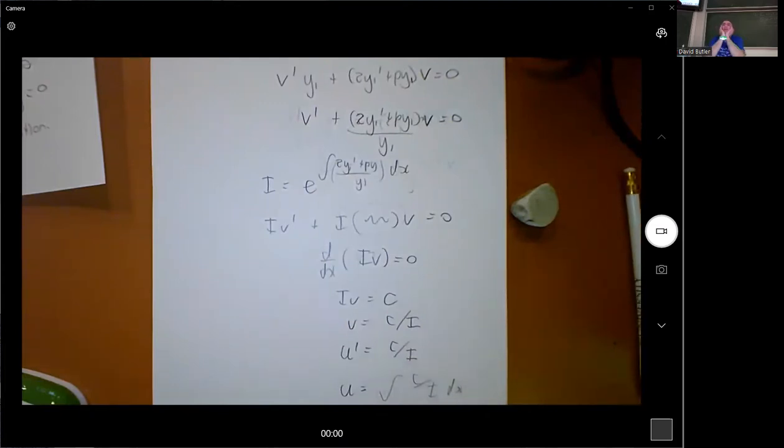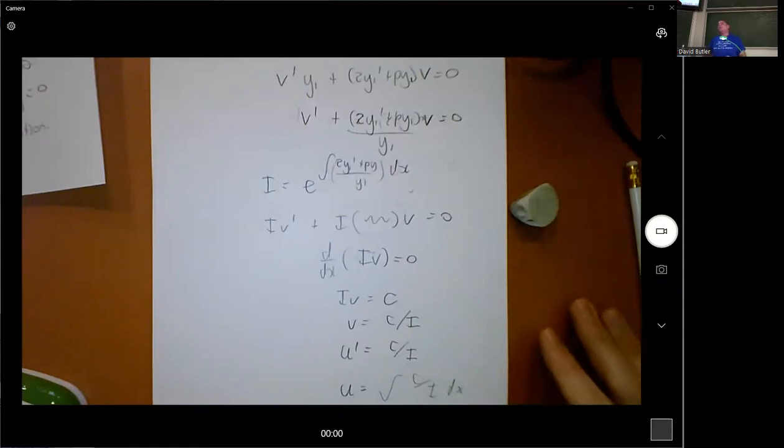Is that how it went? I remember doing a Wronskian. And that's not what this did. That's variation of parameters. Yes, that's right. I get them mixed up.